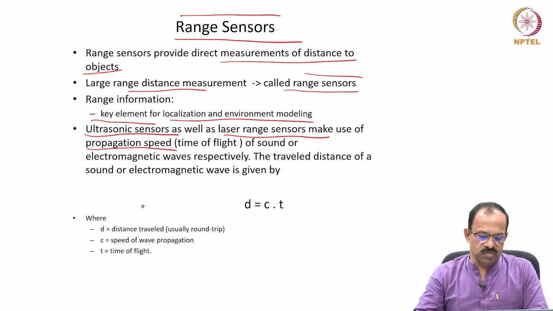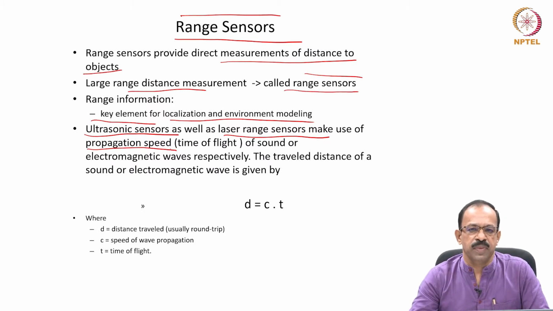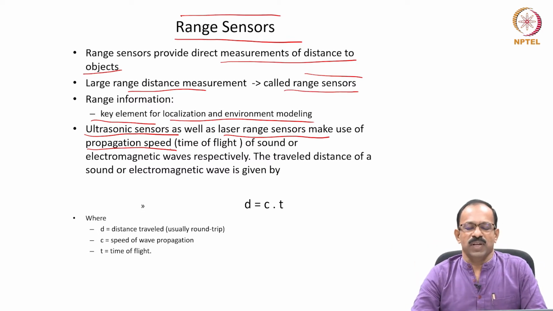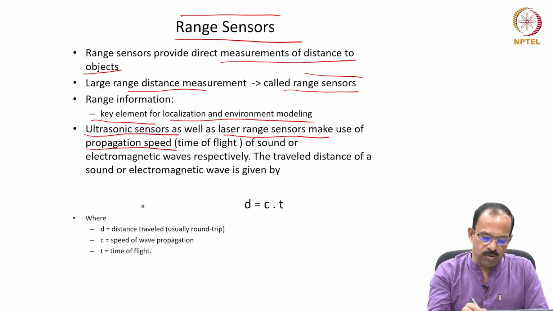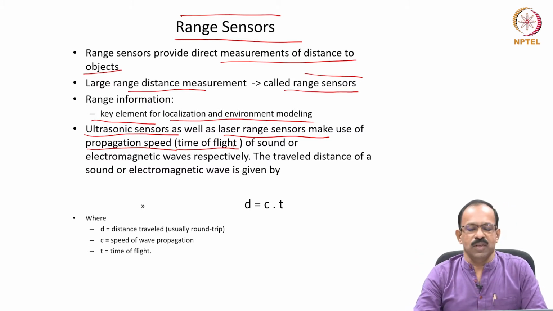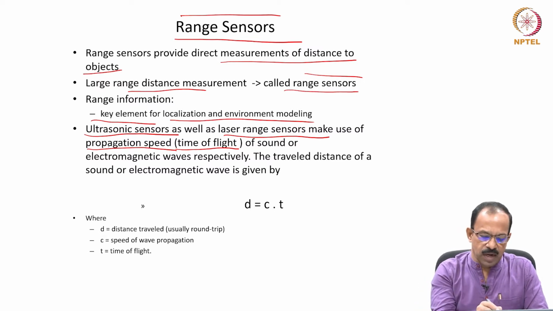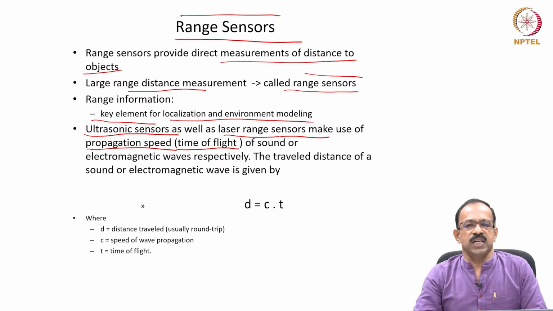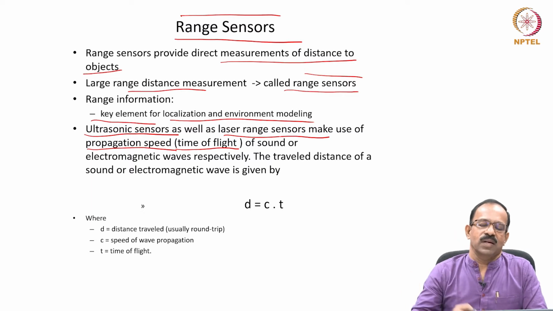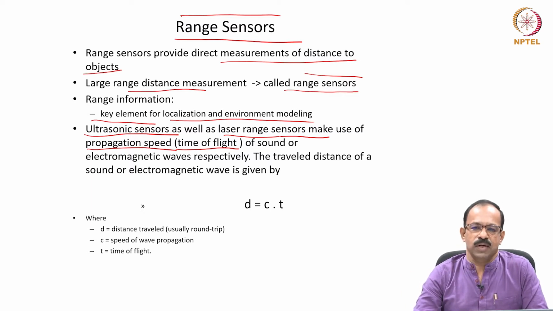The ultrasonic sensor emits sound signals, and the sound signal goes and hits the object, and then it returns. The reflected signal is received at the receiver, and it looks at the time of flight, how much time it took the signal to come back, and based on that the distance can be measured. That is the ultrasonic sensor principle. In the laser range sensor, instead of the sound signal, we send a laser signal and then measure the distance based on the received signal.